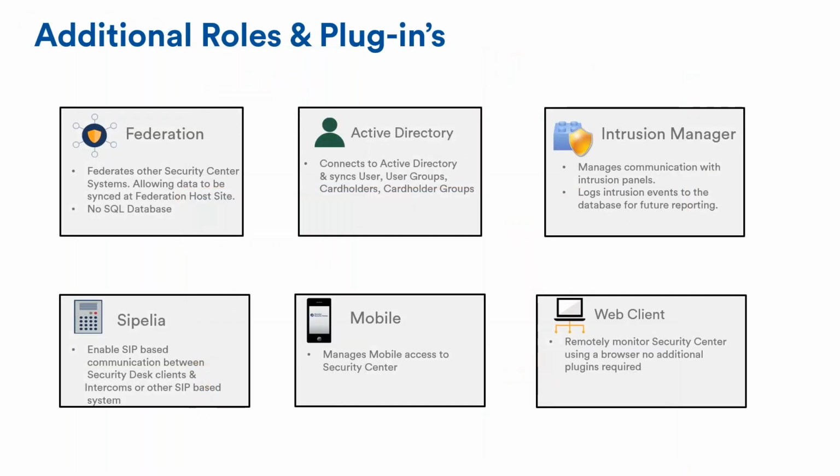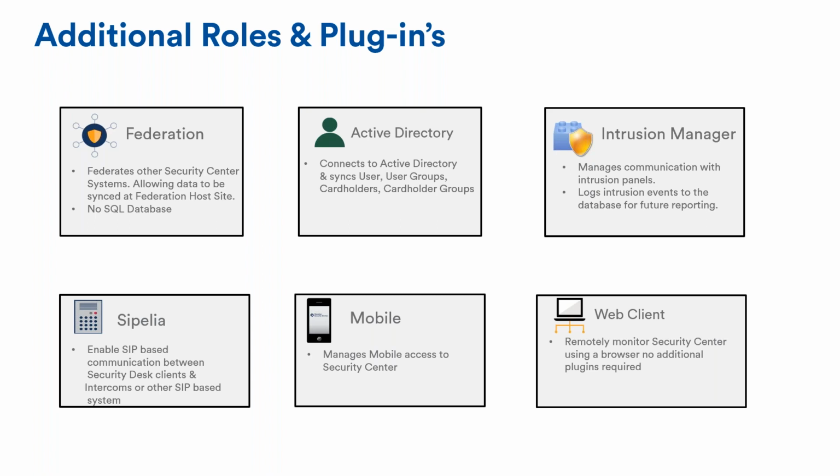Now, some of the additional roles that are most commonly used are Federation, Active Directory, Intrusion Manager, Sipelia, Mobile, and Web Client. So as I mentioned previously, Federation basically allows a user to pull data from various different sites onto a federated location. So you can pull video data, access control data, and so on. So the server that is being used to pull the data needs to have the Federation license installed on it.